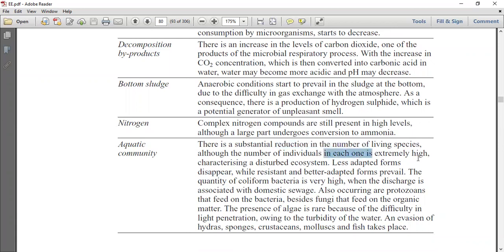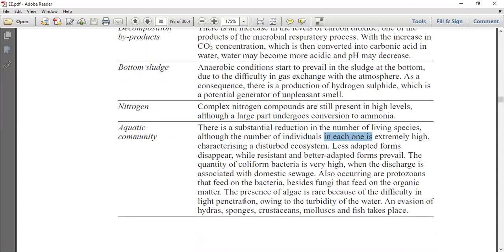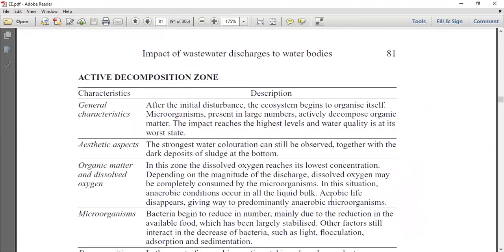Aquatic community: there is a substantial reduction in the number of living species. Altogether, the number of individuals in each one is extremely high, characteristic of a disturbed ecosystem. Less adequate forms disappear while resistant and better adapted forms prevail. The quantity of coliform bacteria is very high. When the discharge is associated with domestic sewage, protozoans that feed on the bacteria also occur, besides fungi that feed on the organic matter. The presence of algae is rare because of the difficulty in light filtration owing to the turbidity of the water, and the presence of hydras, sponges, crustaceans, mollusks, and fish does not take place.